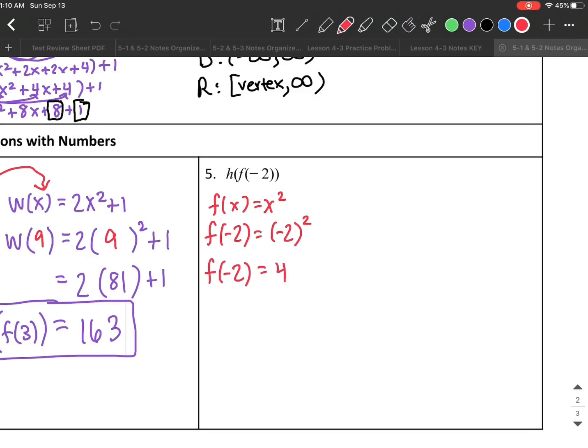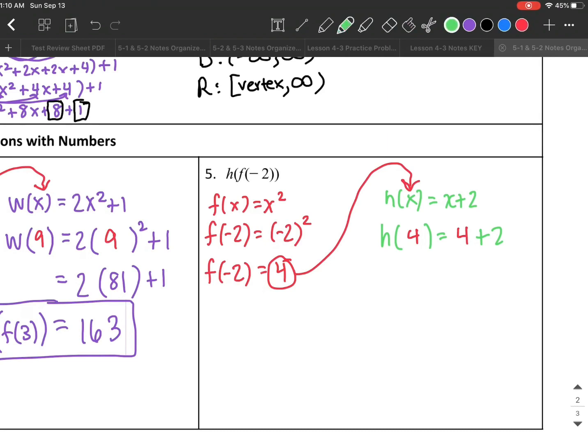And then I'm going to plug it into h of x. And I know h of x is x plus 2. But wherever I see an x, I want to plug in 4. So I'm going to plug in 4 into that equation. I have h of 4 is equal to 4 plus 2. Everywhere I see an x, I'm replacing it with 4. And that gives me h of 4 is equal to 6. So final answer is h of f of negative 2 is equal to 6, and I'm done.